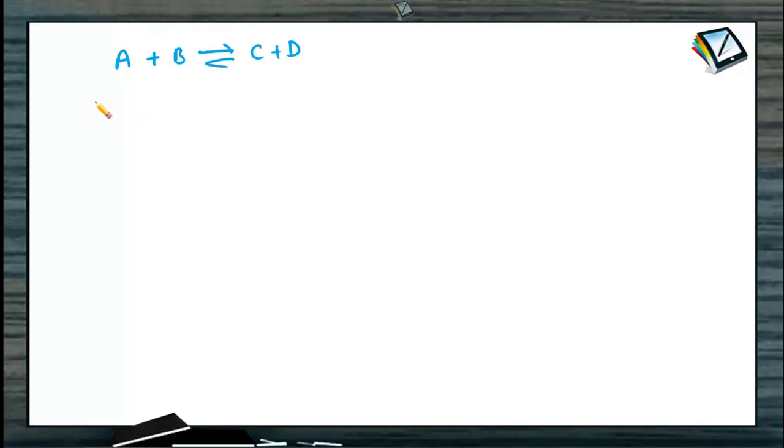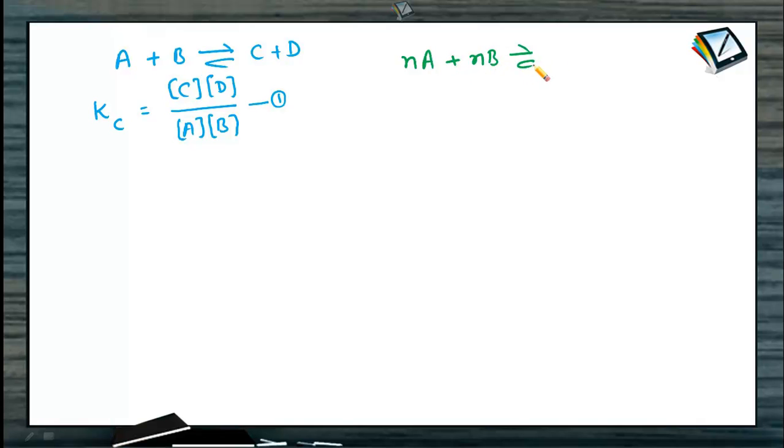A reacting with B to give C and D. For this system, Kc as usual can be written as molar concentration of C into molar concentration of D by molar concentration of A into molar concentration of B. Equation 1. Let this system be multiplied with n. That is, we are writing a new stoichiometric form of the first system. That is, n of A reacting with n of B to give n of C and n of D. What is the equilibrium constant K'c for this new system?